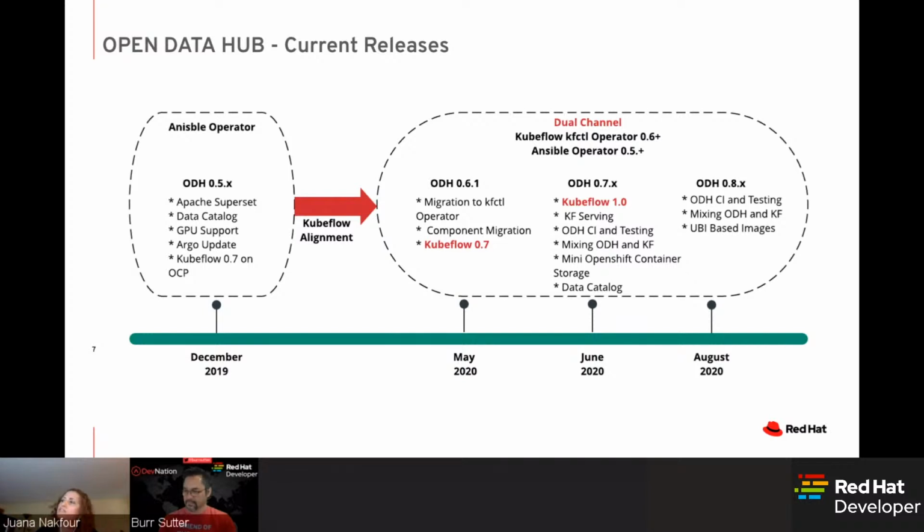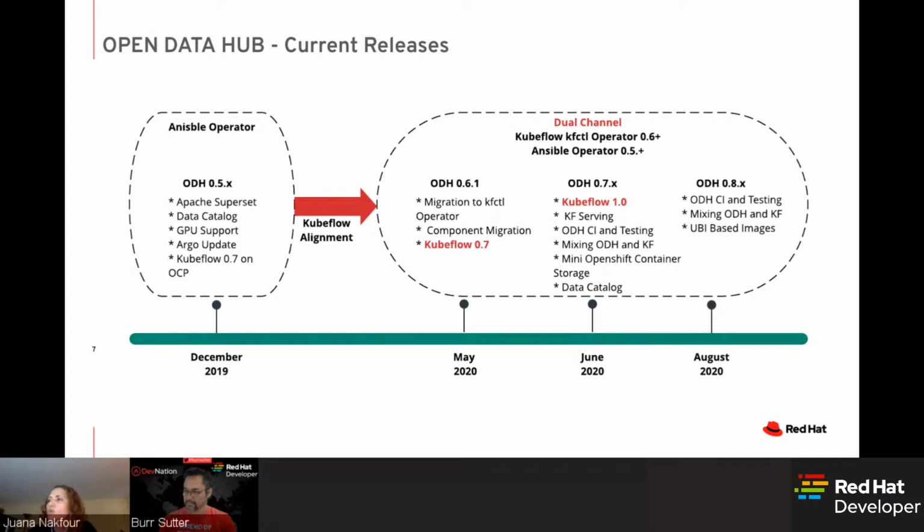Now down the line, end of June, we're going to have the 0.7 release of Open Data Hub. That's going to include Kubeflow 1.0. And then we have some components from Kubeflow that are not ready. We're going to try to get them to work over OpenShift, such as KFServing. We're going to include CI and testing for Open Data Hub, and then mixing of Open Data Hub with Kubeflow components. So today, if you want to install Kubeflow or Open Data Hub in 0.6.1, they are isolated. They have to be installed separately. You can't mix and match between the components, but we're working on getting that one done.